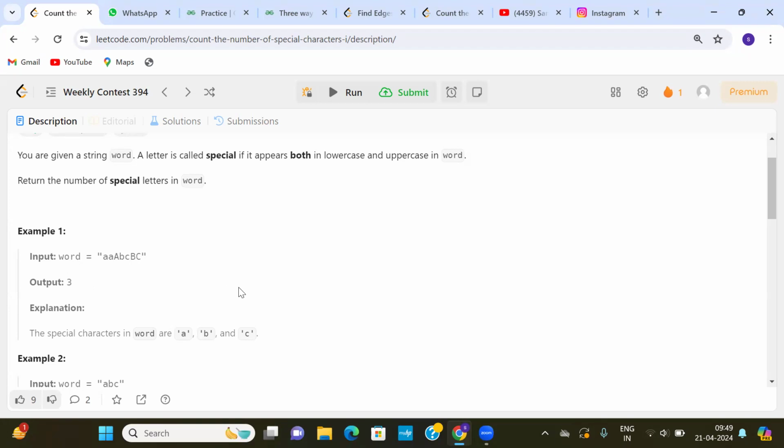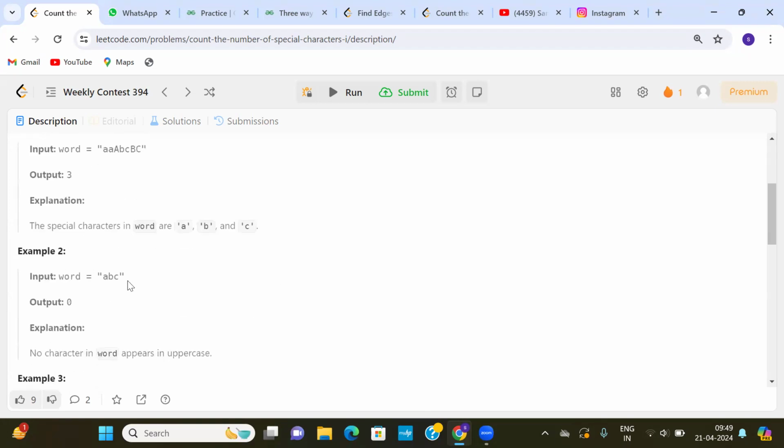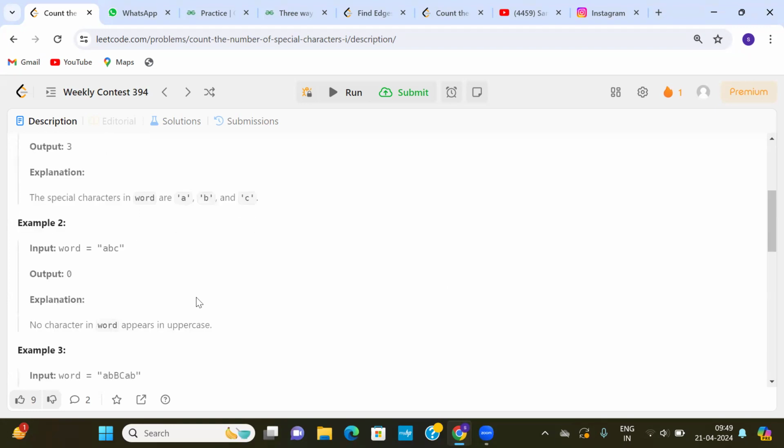So what is the count of these special letters? There are a total of 3 special letters present. So we are going to return 3. In example number 2, there is no uppercase letter present. So it means there is no special letter. Only lowercase letters are present. So we are going to return 0.